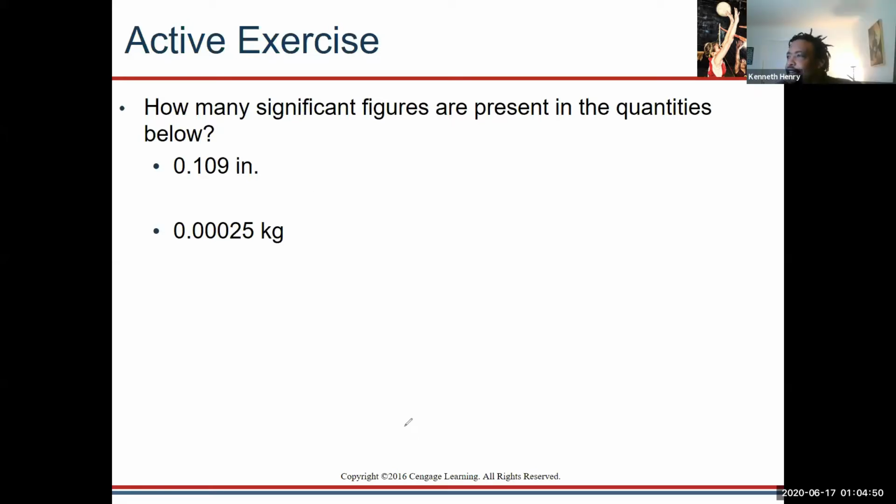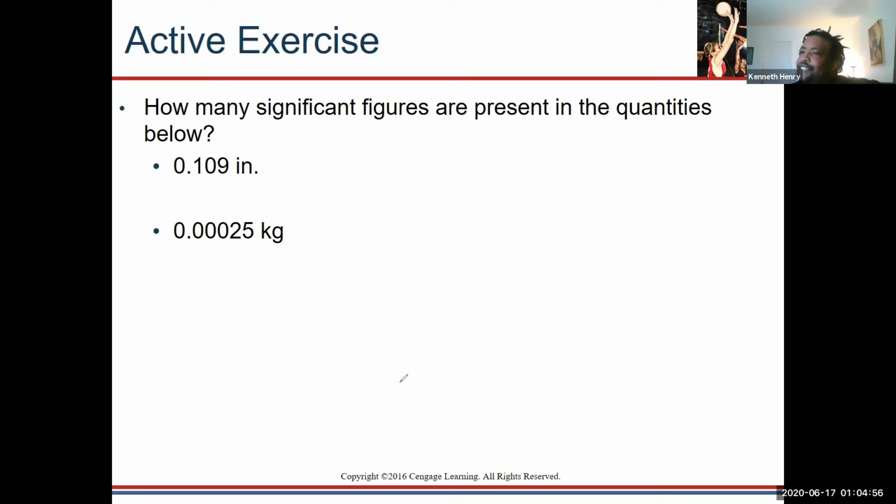Okay, let's see. Aubrey, I saw you here. Are you gonna help me out? Yeah. What about the second one? Two. That is correct. Piece of cake, right? Yeah.